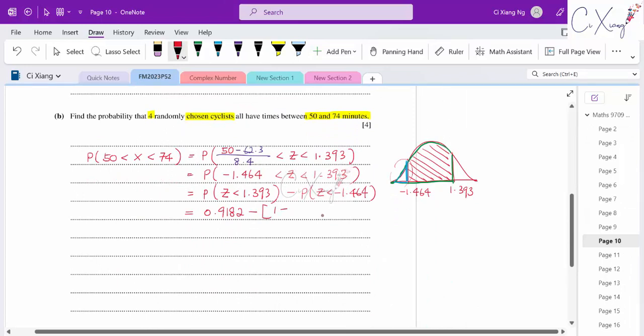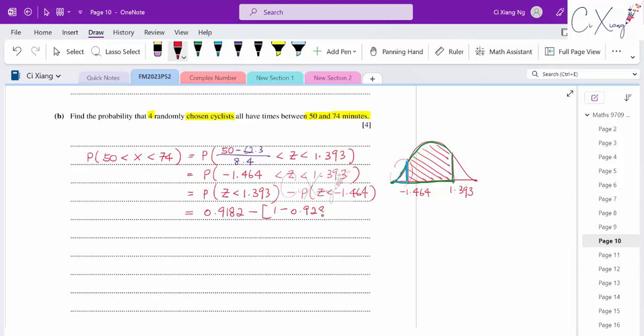Then from here you will get 1 minus 0.9285. Okay, because the area that we get from the normal distribution table is smaller than the positive value, we are now interested in z greater than 1.464. So I have to take 1 minus. Okay, so simplifying the answer here, you will have 0.8467. But again, because this is not the final answer yet, I will not simplify it yet.